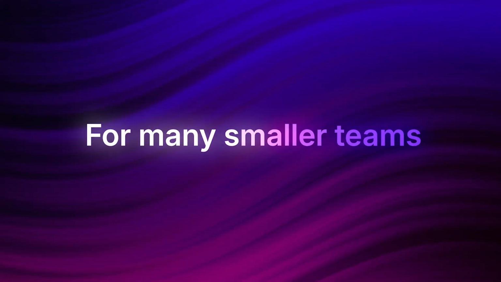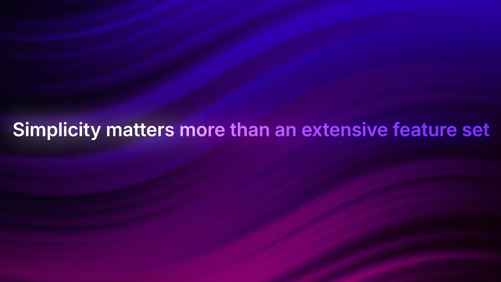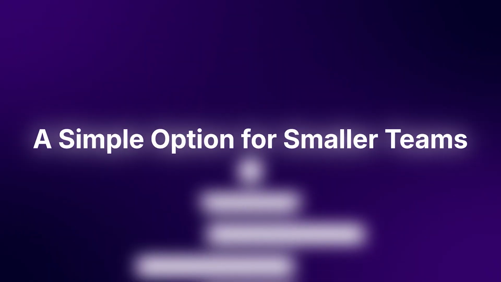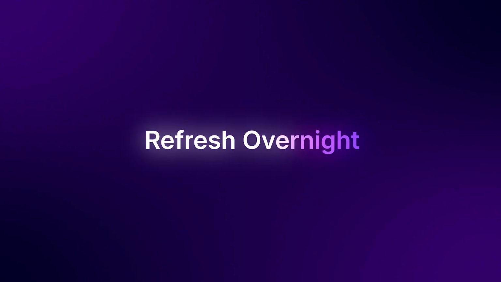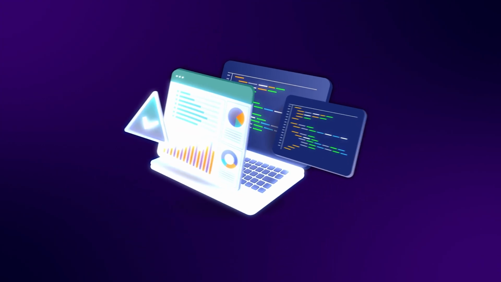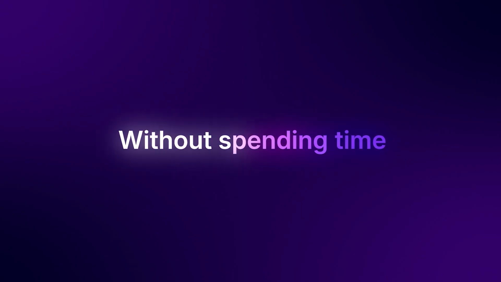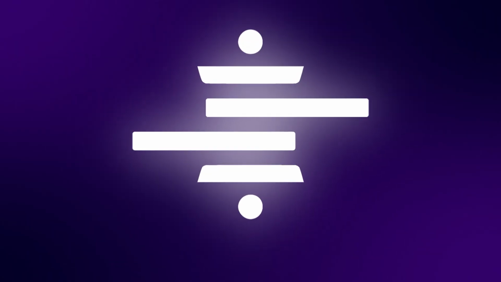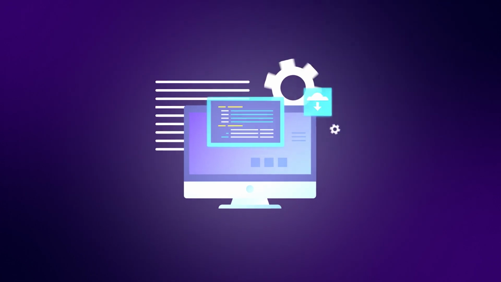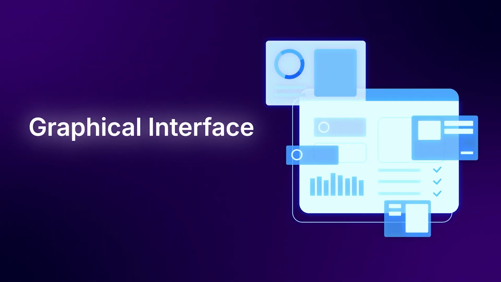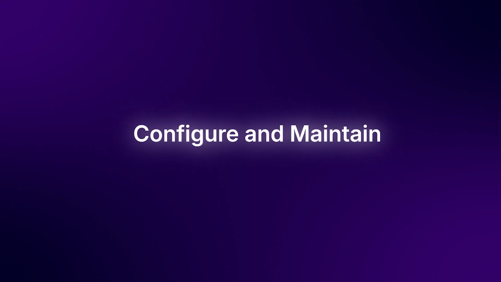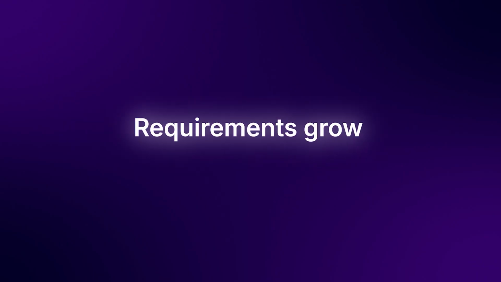For many smaller teams, simplicity matters more than an extensive feature set. Which brings us to Stitch, a simple option for smaller teams. Some teams have a handful of SaaS applications, a cloud warehouse, and dashboards that refresh overnight. Their priority is getting reliable data into the warehouse without spending time managing infrastructure. That's where Stitch fits. The platform focuses on managed data ingestion through a straightforward graphical interface that's easy to configure and maintain. The trade-off comes as your requirements grow.